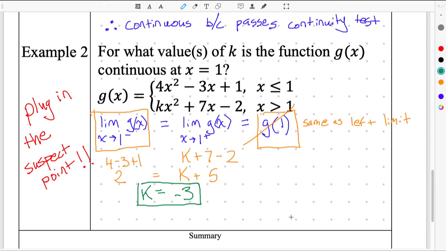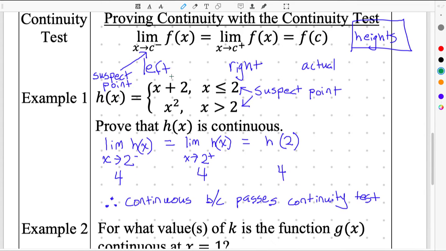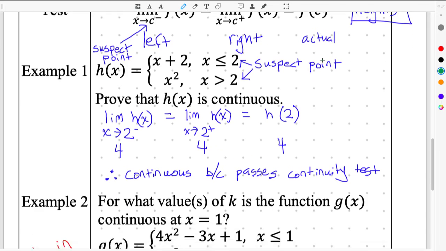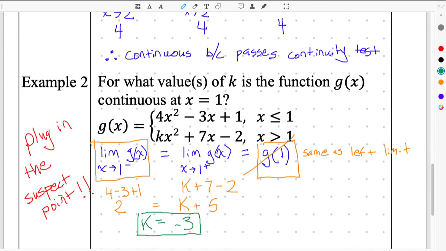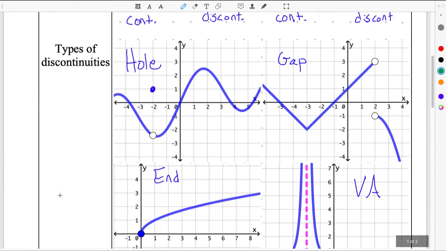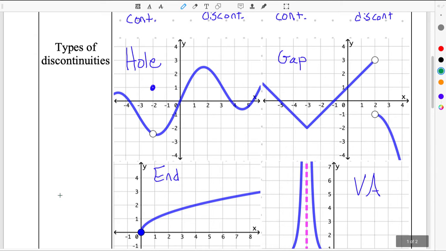It's always the continuity test. Every time you're asking, is it continuous? For what values is it continuous? Think of continuity test. So you have 2 things to remember today. 1, the continuity test. The left limit height, right limit height is equal to the actual height. And then how to use that, plugging in the suspect point. That's the first thing. The second thing, what are the 4 types of discontinuities? So know their names, know what they look like in your head.